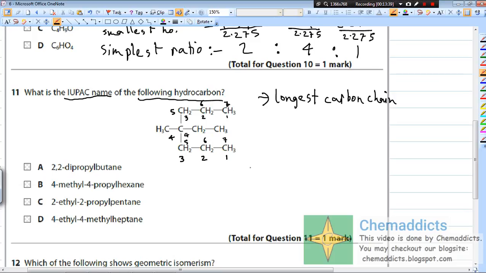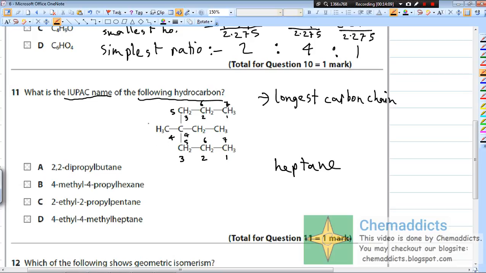So since there are 7 atoms in the longest chain, this should be named as heptane, and all the bonds over here are single bonds. So this should be named according to alkane, heptane.